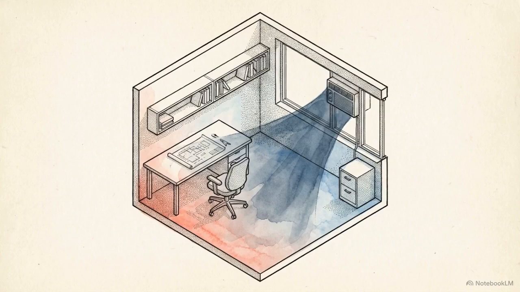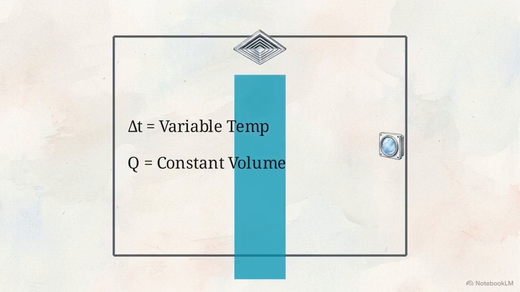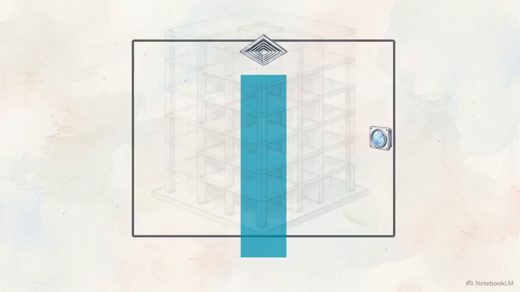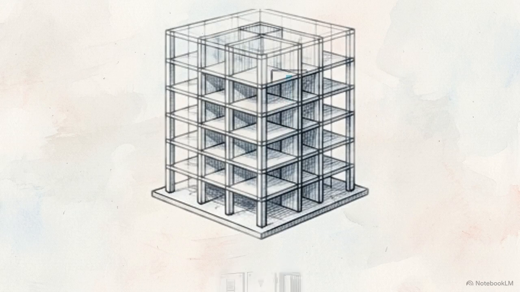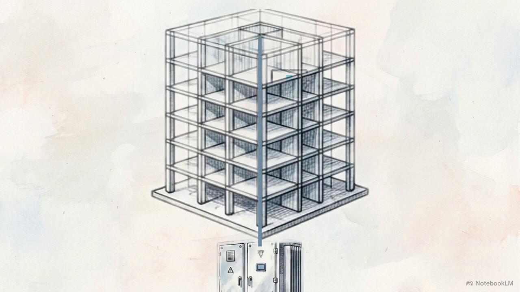To meet a shifting load, the system must either modulate the flow of the air or modulate the temperature of the air. The most basic approach is a heat-cool-off system. It operates on a single control zone. As the demand in that zone changes, the system responds by altering the supply air temperature, varying the delta T, while moving a constant volume of air, Q. Because this setup is limited to one zone, applying it to a massive building requires a strategy to decouple the air generation from the individual rooms.